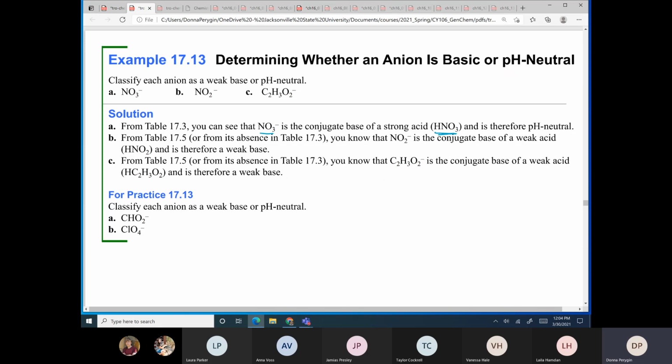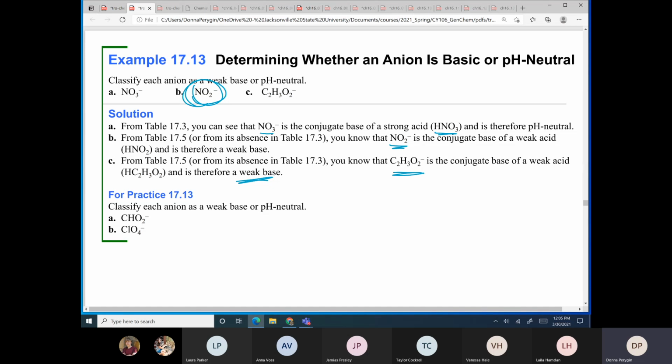Okay, so from table 17.5, for HNO2, you learned that NO2 minus is the conjugate base of a weak acid. This is nitrous acid and is therefore a weak base. Okay, so from table 17.5, you know that acetate is the conjugate base of a weak acid, acetic acid, and therefore a weak base. So if you put something like sodium acetate in solution, you're going to be forming a weakly basic solution.